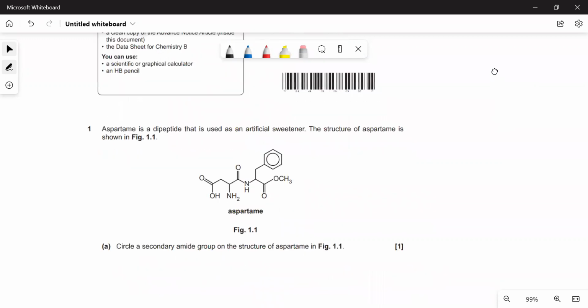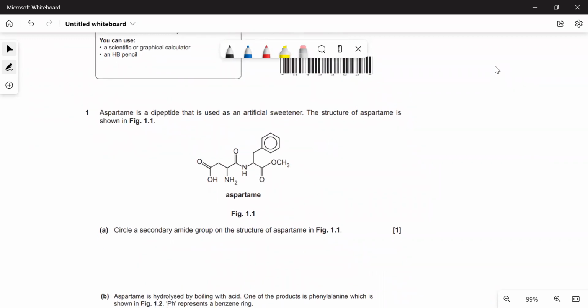Right, aspartame is a dipeptide that's used in an artificial sweetener. The structure of aspartame is shown there. Circle the secondary amide group on the aspartame. Well, the secondary amide is this bit here, okay. So it's a carbonyl group, an NH group, and the alkyl group stuck onto the nitrogen.